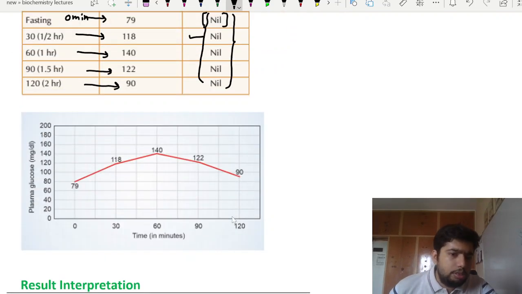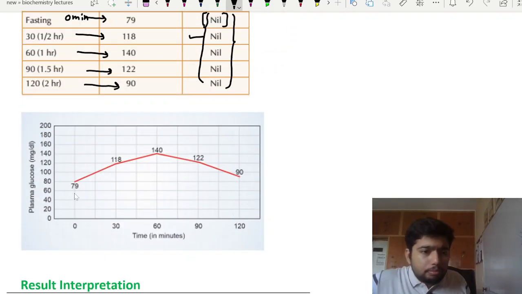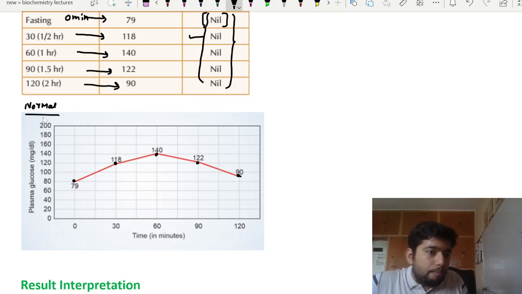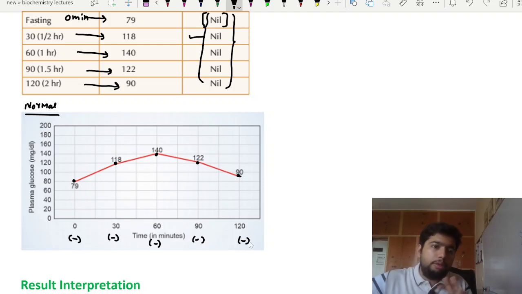Okay, the graph you can see: at 0 minute it is 79, at 30 minutes it is 118, at 60 minutes 140, at 90 minutes 122, and 90 at 120. So it is an absolutely normal graph. Okay, normal. They have mentioned urine is also negative for sugar in all the cases. Okay, so it is an absolutely normal graph.